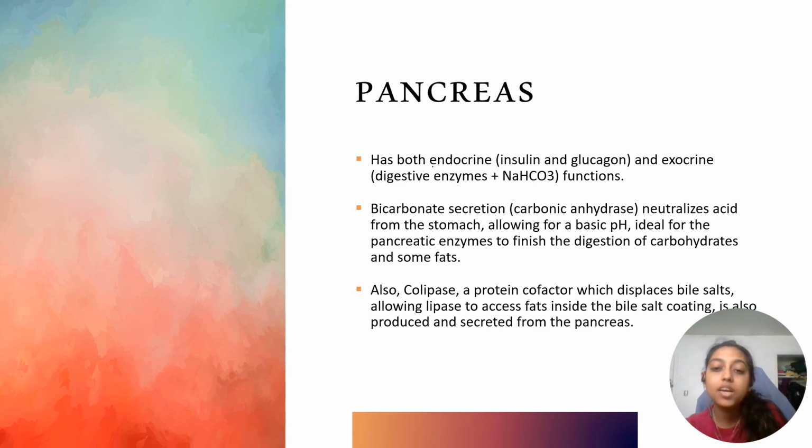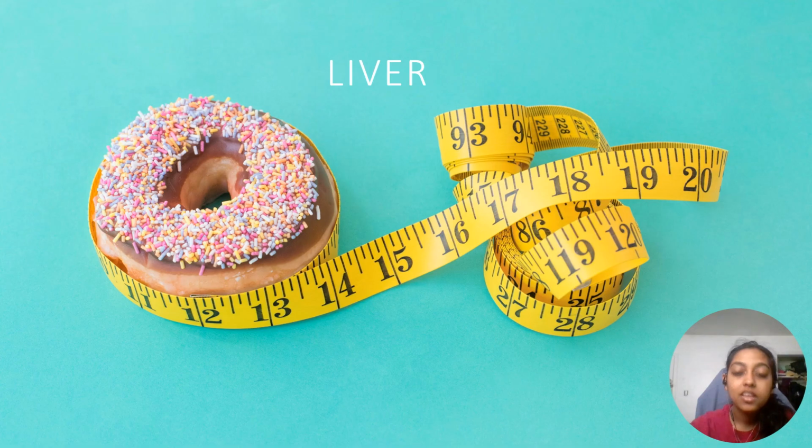It neutralizes acid from the stomach, allowing for a basic pH, ideal for the pancreatic enzymes to finish digestion of carbohydrates, some fats, and as we saw, some proteins in the peptidase. Then you have colipase, which is a protein cofactor which displaces bile salts, allowing lipase to access fats within the bile salt coating. So in the next few slides, we'll talk about bile and the functions of the liver, and we will talk about what bile does to fats, and we'll go back and reference colipase further down.